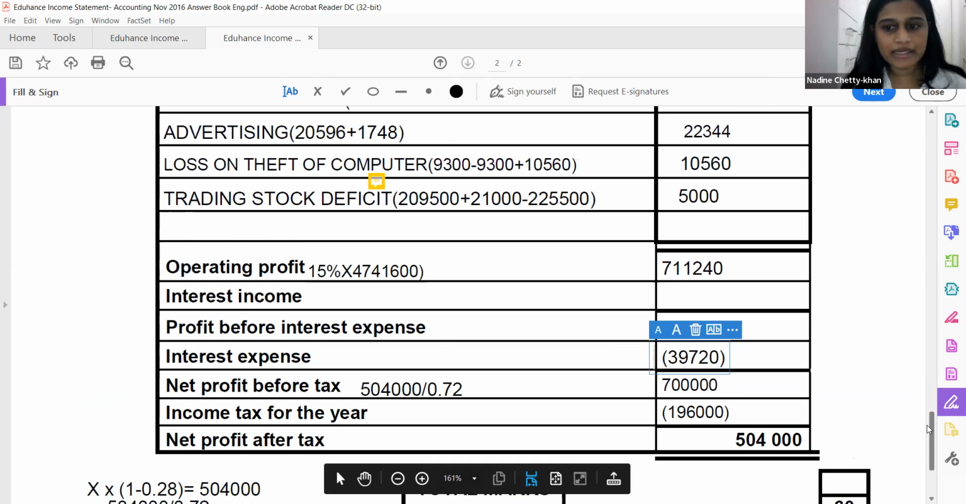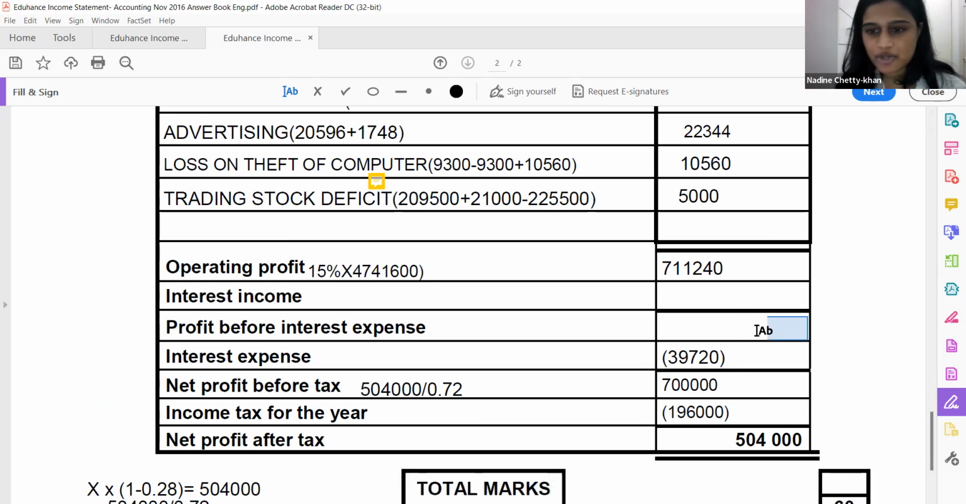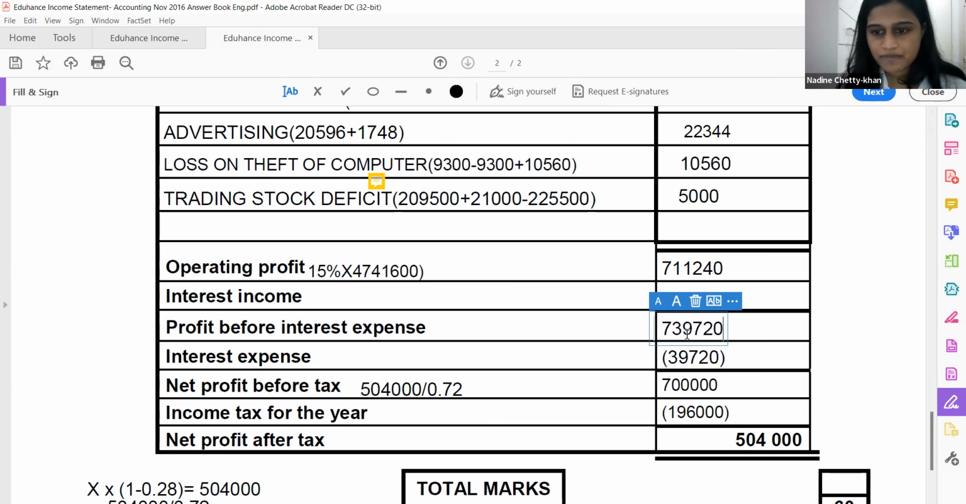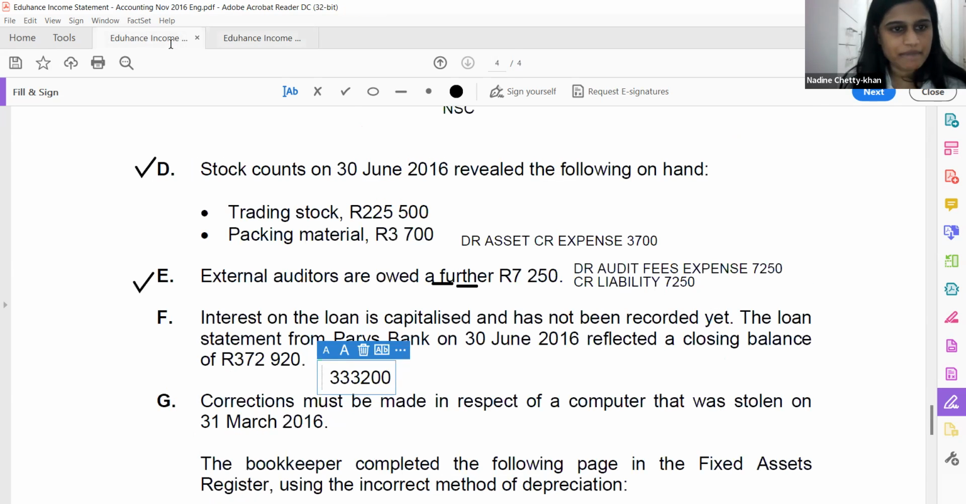Okay. And then now I can work backwards. Okay. Now I've got an interest expense. Okay, let's go calculate profit before interest expense. Work backwards from the bottom up. And you'll see it's 739,720. And then interest income, well, you got a number for operating profit and profit before interest expense. The difference, if you work backwards, will give you interest income of 28,480.